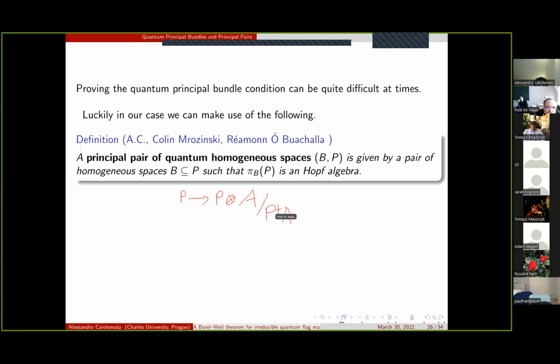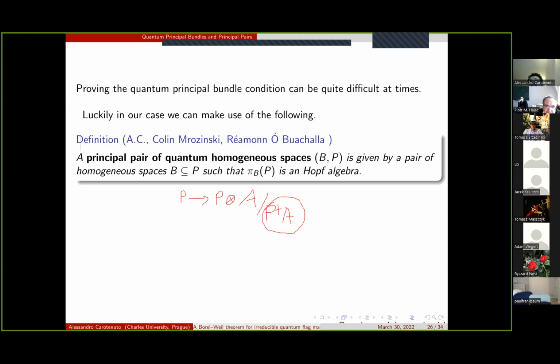Is the fact that P plus A is a Hopf ideal related to the name Poisson in this? It is, Tomek, you're right. Because in general, it's just a co-ideal, a right ideal. When it is two-sided, it means it's Poisson.